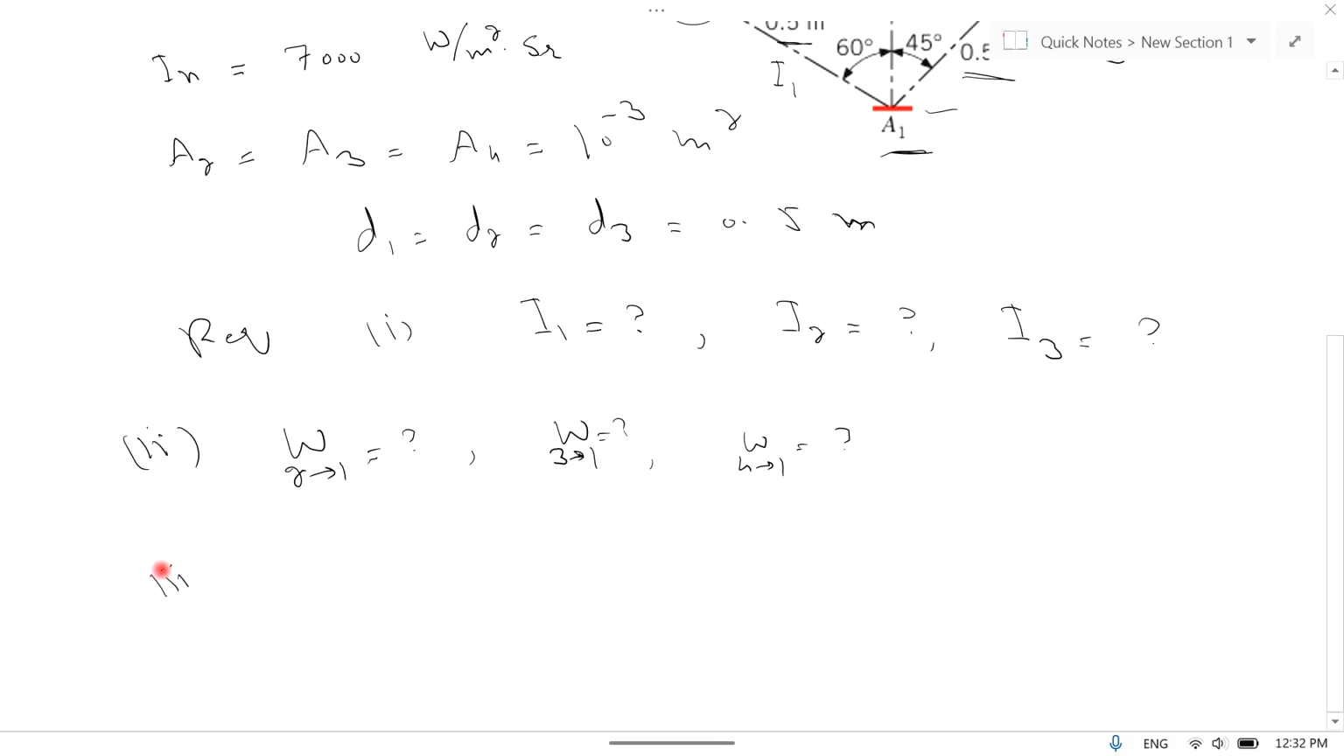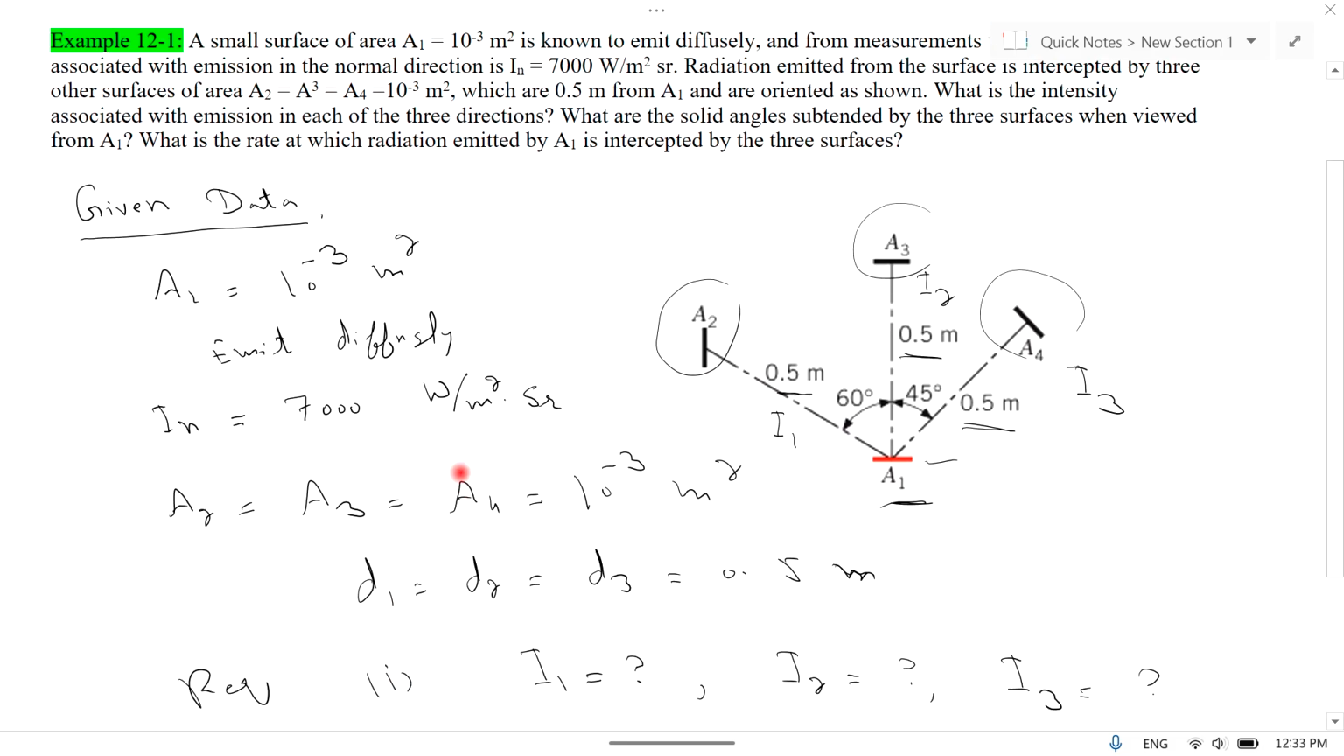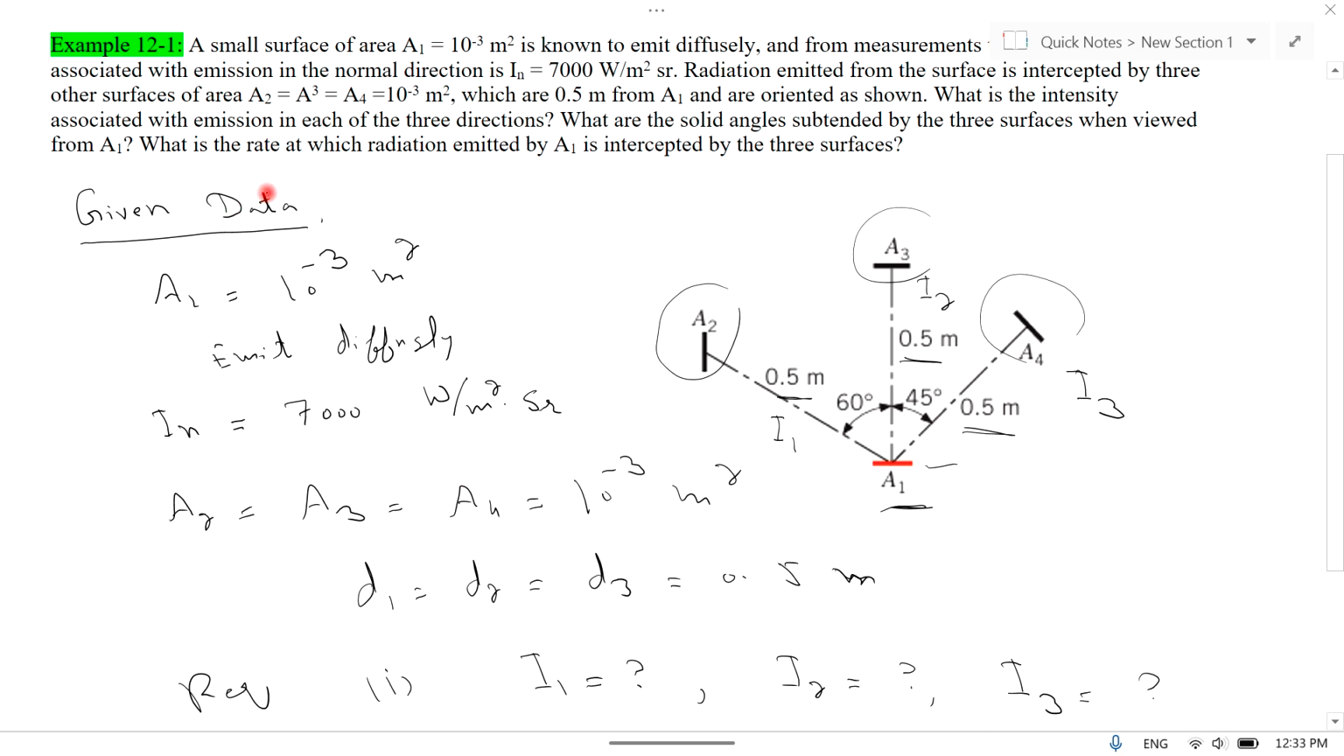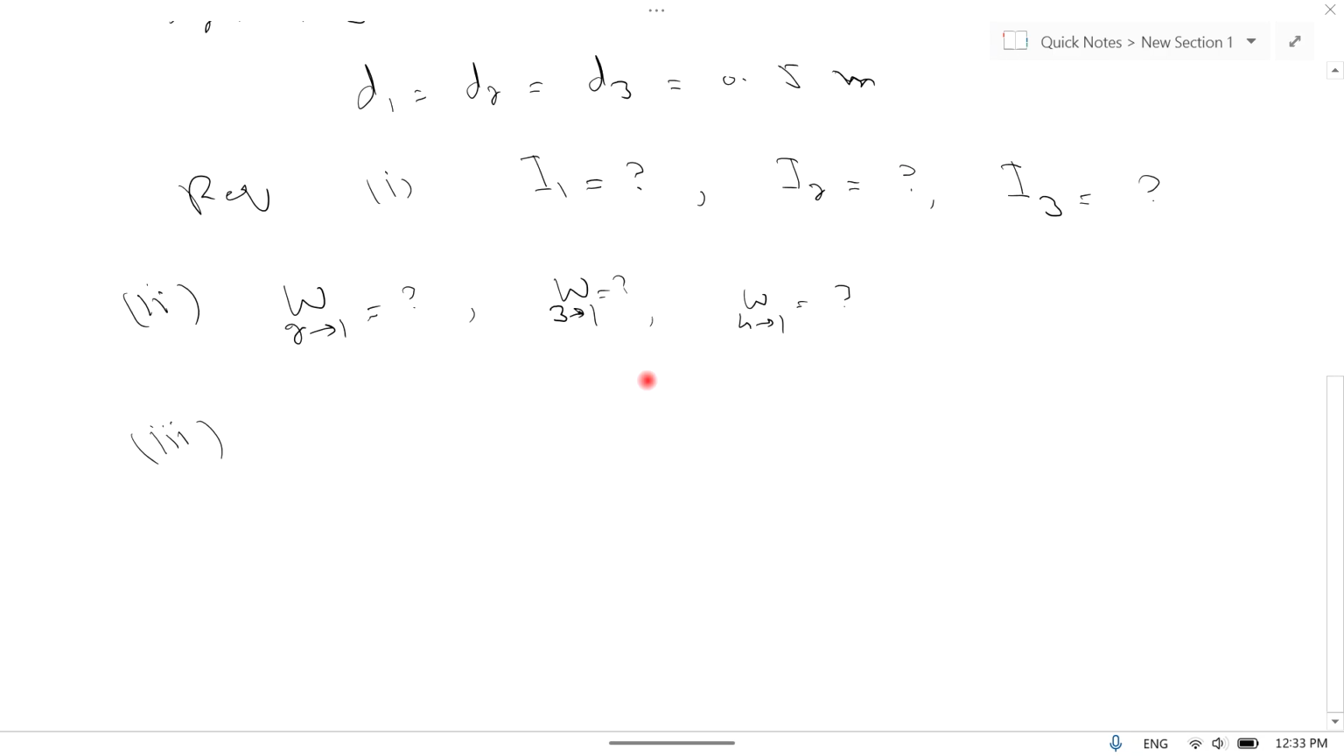Number three, what is the rate at which radiation emitted from A1 is intercepted by the three surfaces? So Q from 1 to 2, Q from 1 to 3. The rate of radiation emitted from A1 and intercepted by A2, A3 or A4. When intercepted by surface 2, this is Q12; by surface 3, this is Q13; and this is Q14.